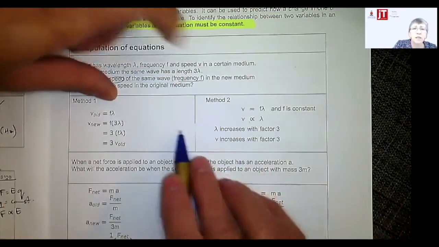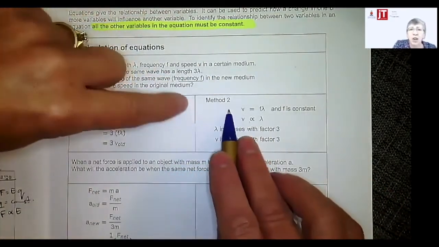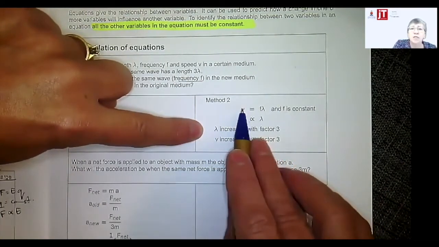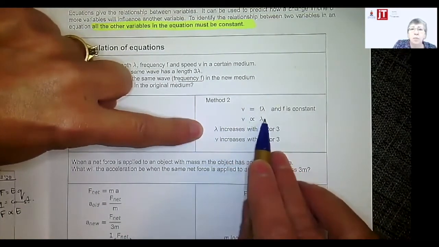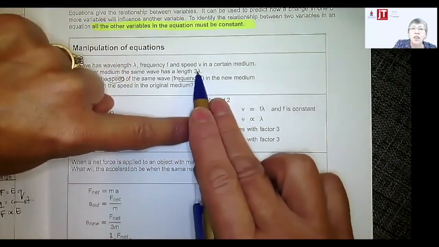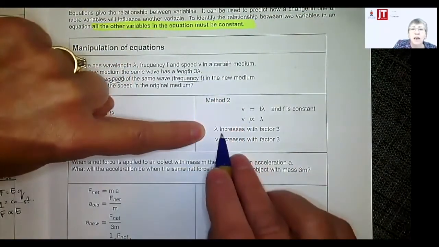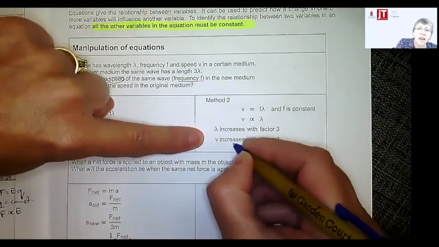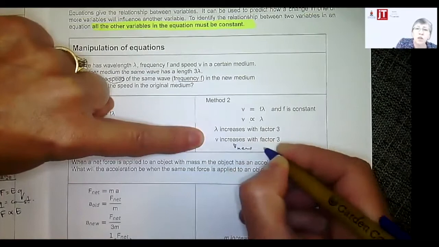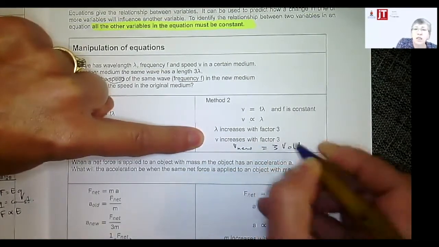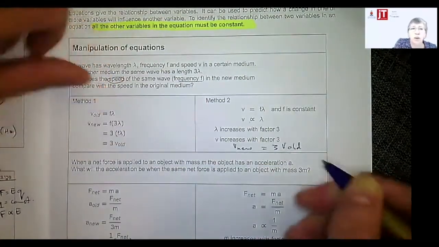Now, two different methods. One method is just looking at the relationships. If F is constant, it means V is directly proportional to lambda. Which means if lambda increases by a factor of 3, then V will also increase by a factor of 3. And the new velocity will be 3 times the old velocity. It also increased by a factor of 3.